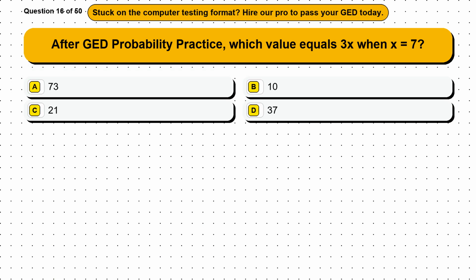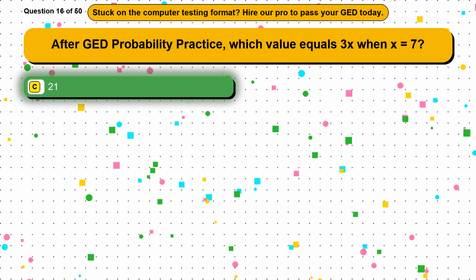Question 16. After GED probability practice, which value equals 3x when x equals 7? Option A, 73. Option B, 10. Option C, 21. Option D, 37. The correct answer is option C, 21.